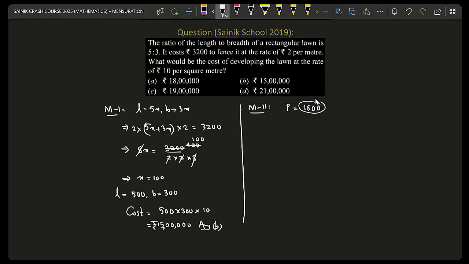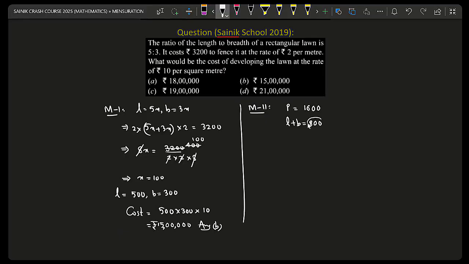What is perimeter? Sir, L plus B multiplied by 2 times. It is multiplied by 2, 1600. But I want L plus B only. What is L plus B? Sir, divided by 2, sir. It is 800. Yes, sir. Now we can use the share formula here.